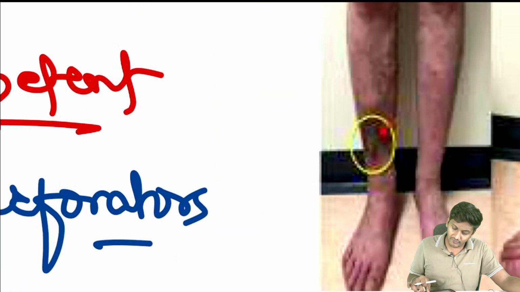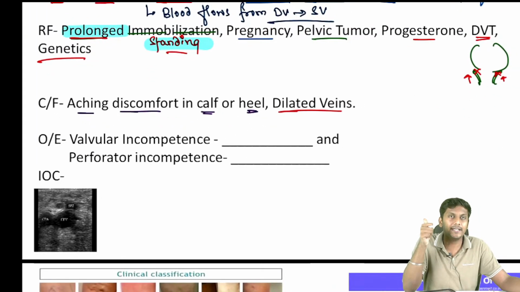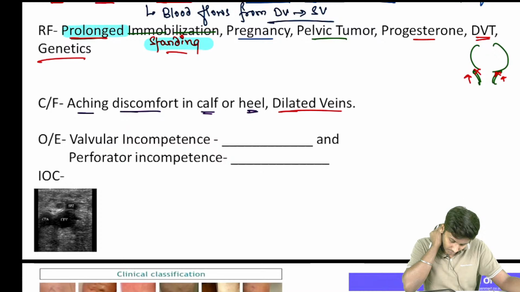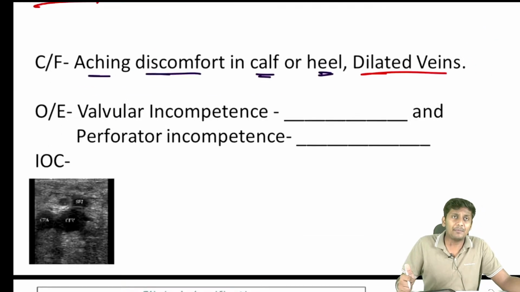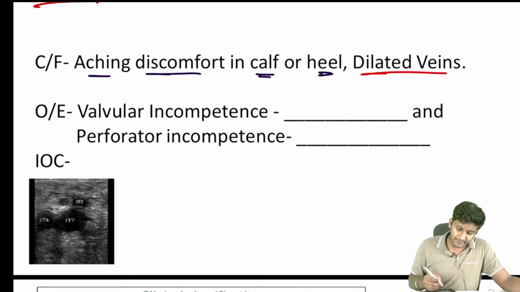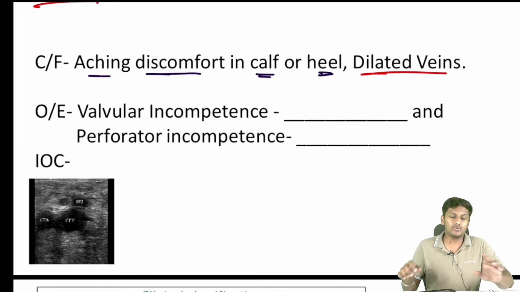Got it? So definitely here the patient's complaint will be a constant ache, dull ache inside the calf or the heel, and the patient will be having these dilated veins which are superficially visible. Okay? That is an important thing. On examination, what should be done? So on examination, we can do 2 tests. So understand how these tests are usually done.